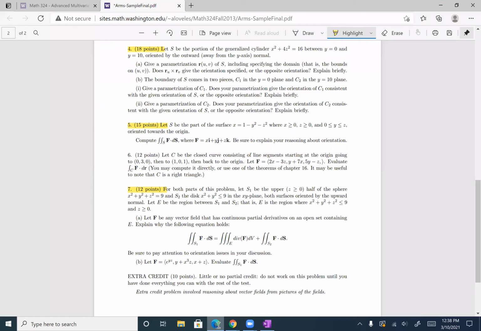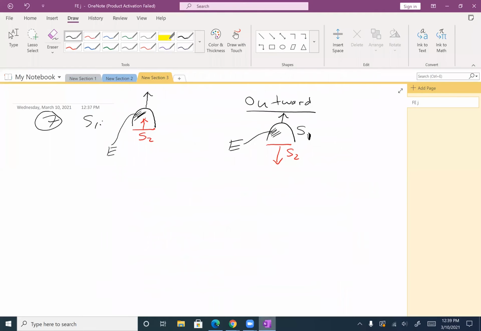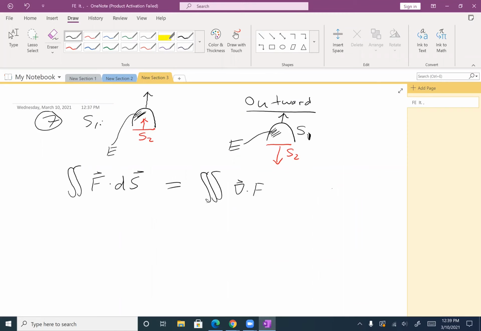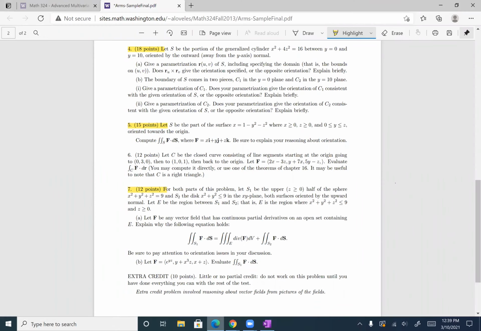So now F is just a vector field, so we're going to integrate it. And ignore the jibber jabber. And so explain why the following equation holds. So let's just write that equation down. F dot dS equals, and then F dot dS.